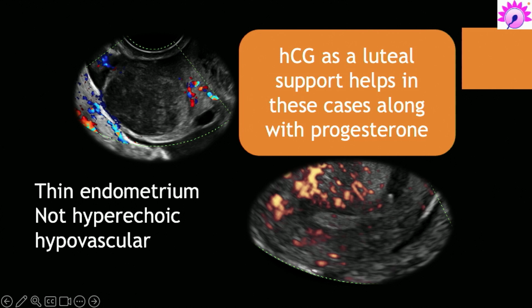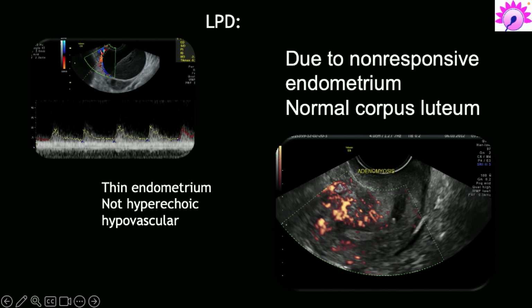The second possibility is that there will be a luteal phase defect because of inadequate progesterone receptor development. In this case, the corpus luteum is absolutely normal, but the endometrium, in spite of normal corpus luteum and normal corpus luteal flow, will still be thin, non-hyperechoic, with scanty flow, and the uterine artery PI will be high.